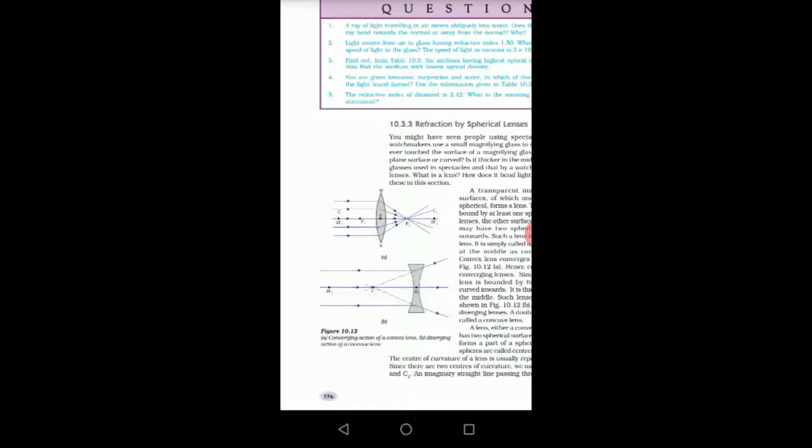Then principal focus. The incident ray parallel to principal axis converges at a point on principal axis, or diverges from a point on principal axis in case of concave lens, which is called principal focus. Then focal length: the distance between optical center and principal focus is known as focal length.